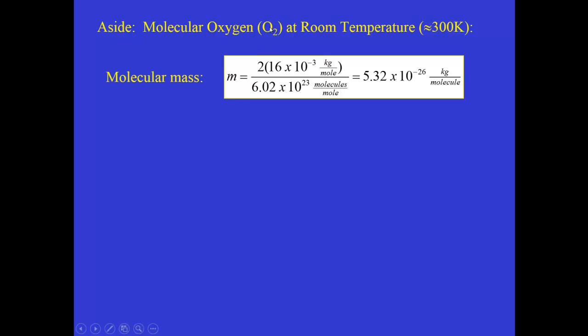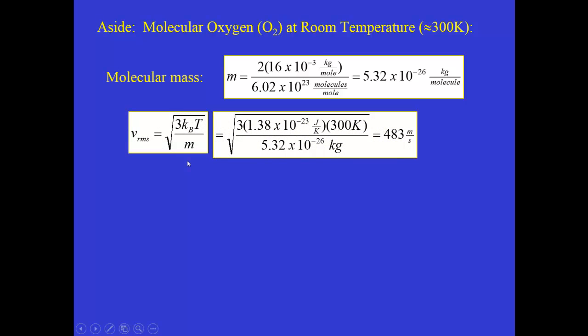Well, oxygen has 2 oxygen atoms because it's a diatomic molecule, so twice the mass of a single oxygen atom in the molar form is 2 times 16 times 10 to the minus 3 kilograms per mole. We divide by Avogadro's number, and what we get is the mass of a single oxygen molecule, so kilograms per molecule, which is pretty small. Plugging that along with the temperature and Boltzmann's constant into this expression gives us an answer when we take the square root of about 480 meters per second.